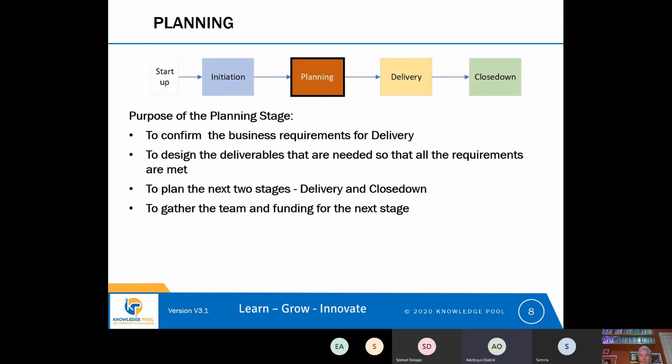By having a proper planning stage, it means that when we start to deliver, we know what it is we're trying to deliver, we know how things are supposed to connect together, and we have a plan as to how long the delivery stage is supposed to take.